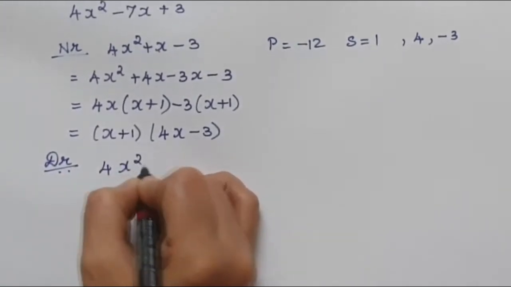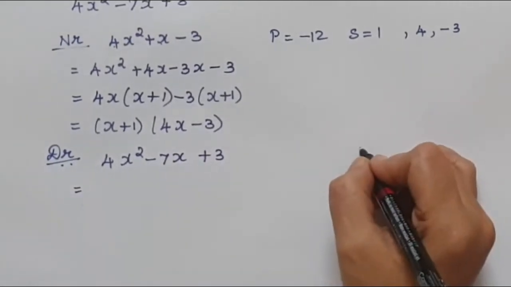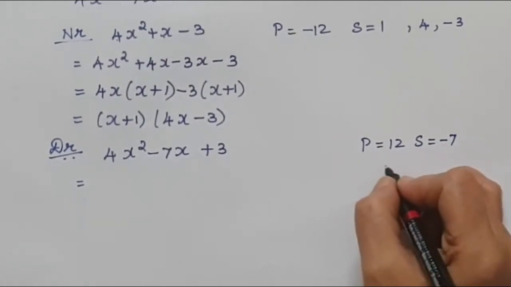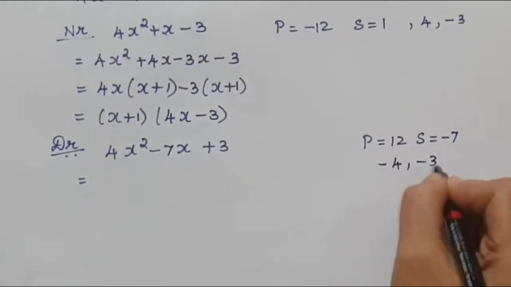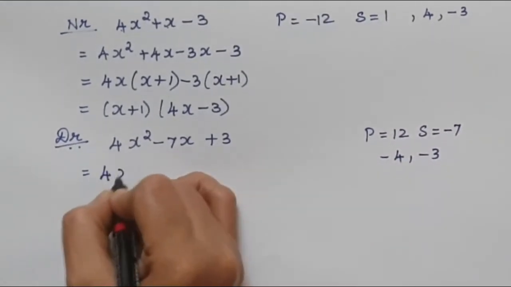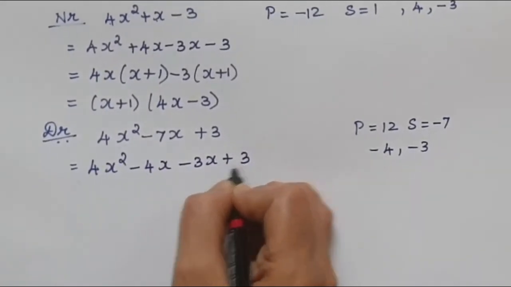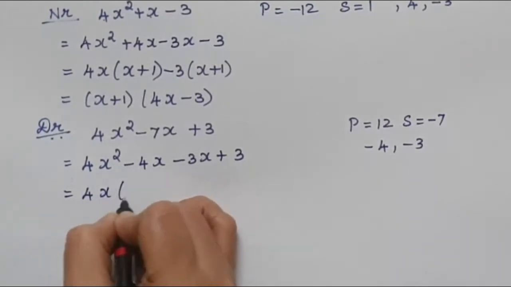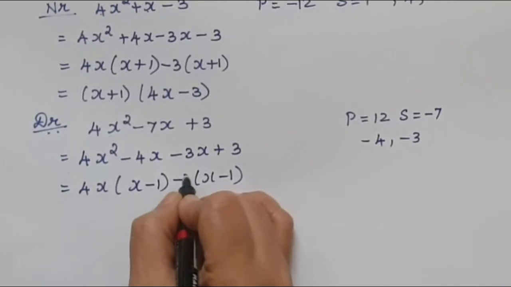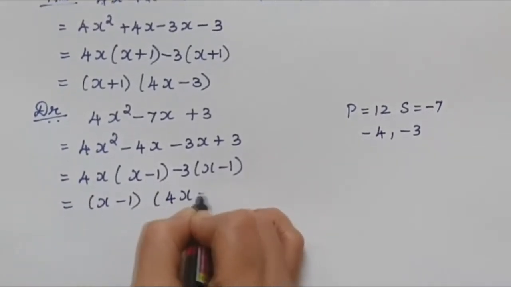That is 4x square minus 7x plus 3. So the product has to be 12 and the sum has to be minus 7. So it is minus 4 and minus 3. Then only when you multiply, you get a positive 12. When you add, you get a minus 7. So it is 4x square minus 4x minus 3x plus 3. So again in this 4x is common. So (x minus 1), write it over here. Multiply with minus 3. So it is (x minus 1) into (4x minus 3).